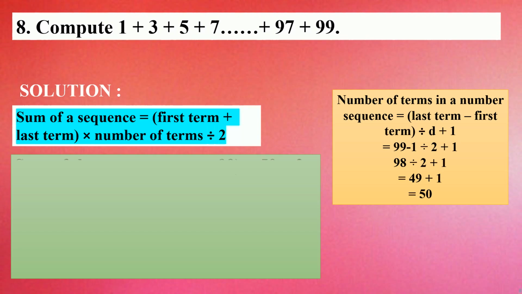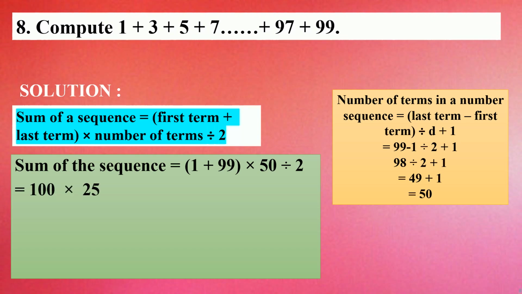Now using this number of terms we will solve the number sequence and find the sum of the sequence. Sum of the sequence is 1 plus 99 into number of terms, that is 50, divided by 2. 100 into 50 divided by 2, that is 25. That is equal to 2500. Sum of the sequence is 2500.